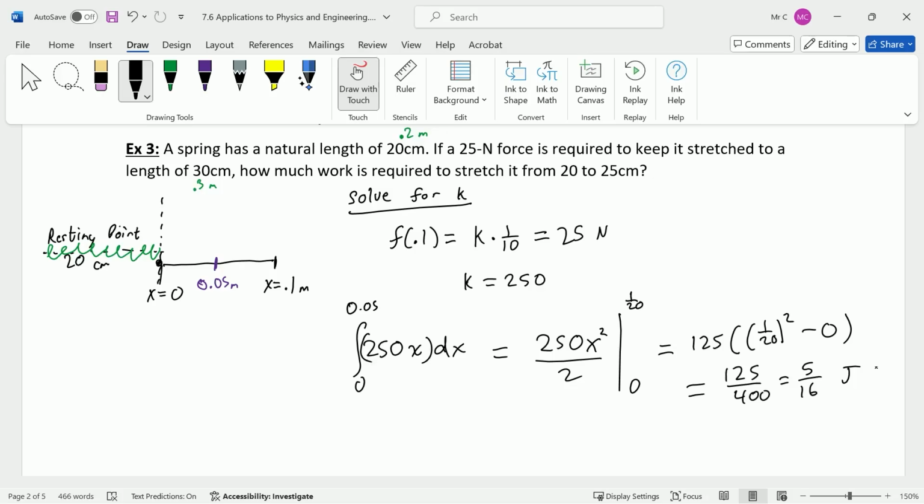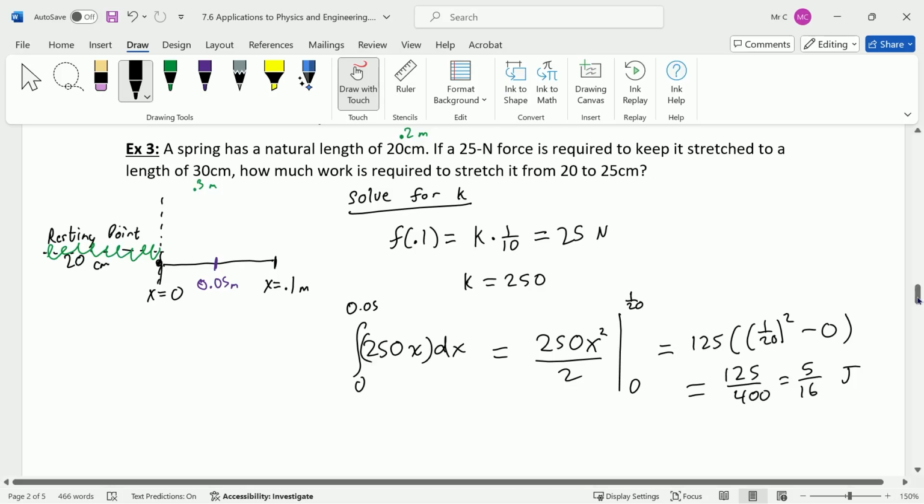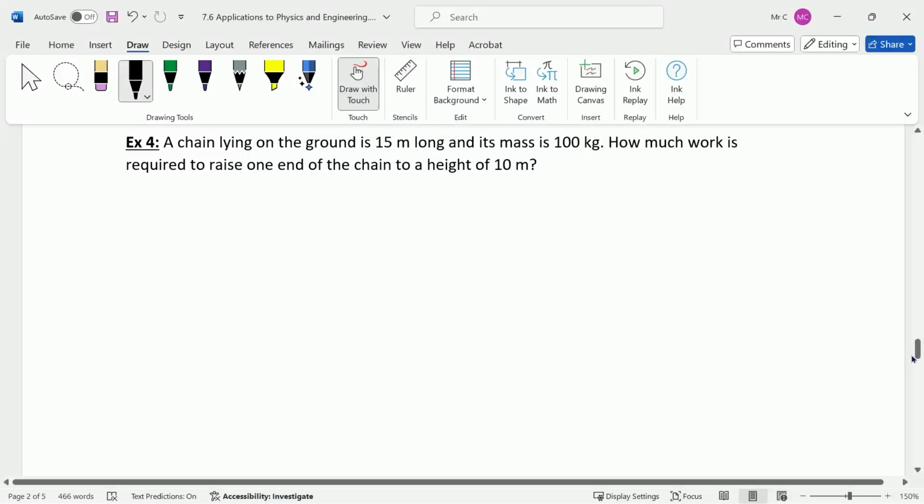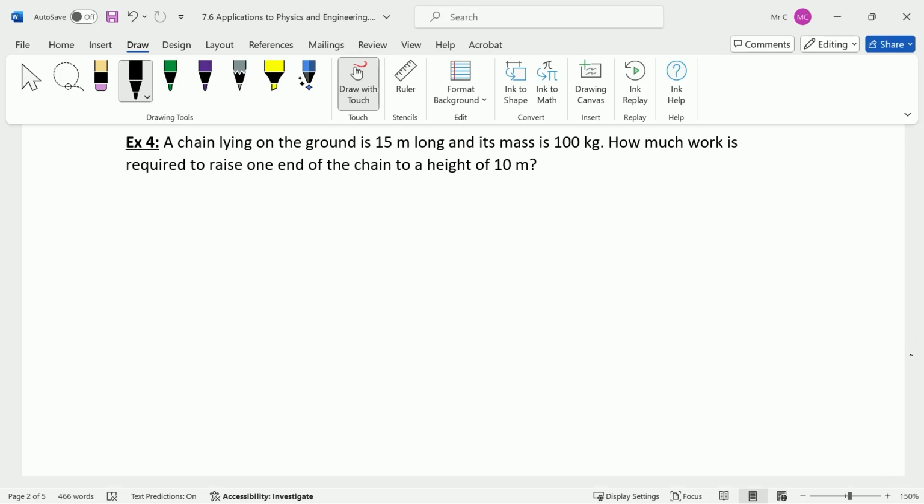Now we're going to look at some more types of work problems, but ones that don't involve Hooke's law. So let's take a look at this next example. Example 4. A chain lying on the ground is 15 meters long, and its mass is 100 kilograms. How much work is required to raise one end of the chain to a height of 10 meters?